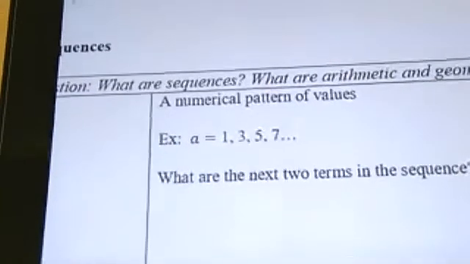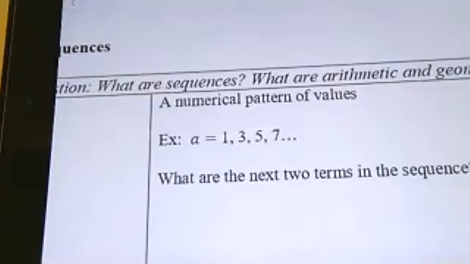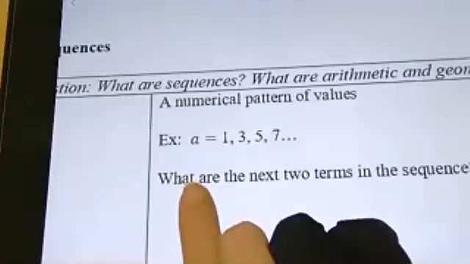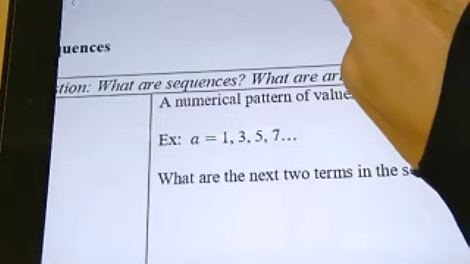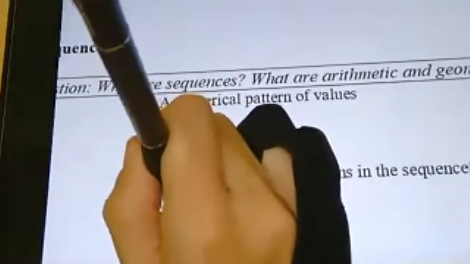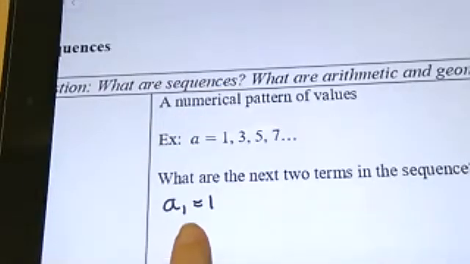So what you need to be able to do when you see a sequence is figure out what the pattern is. How is this sequence being generated? Like right here, it says, what are the next 2 terms in the sequence? Okay, the terms are the values in the sequence. For example, in this sequence A, I could tell you that the first term is 1. That's a way that I can say first term, A sub 1 is 1.